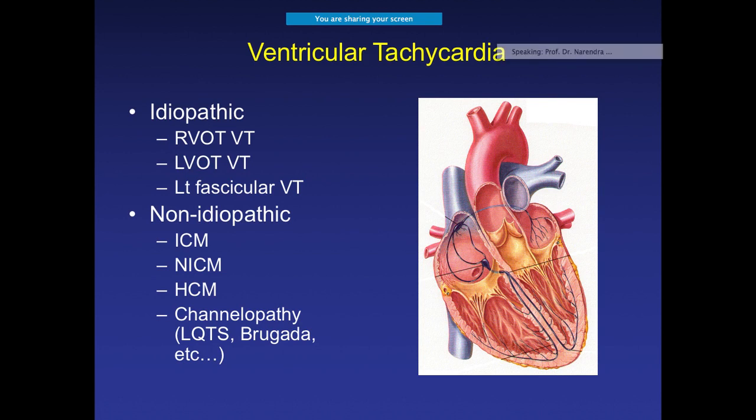So now coming to the most common wide QRS tachycardia, what do you notice? What are the things you will be seeing? It can be of various types, of course. The most common types are idiopathic and non-idiopathic. The RVOT, LVOT, or fascicular VT are most commonly idiopathic. But the non-idiopathic are ischemic, non-ischemic, hypertrophic cardiomyopathy, or the channelopathies, in fact.